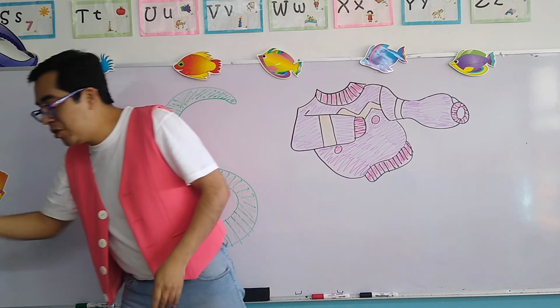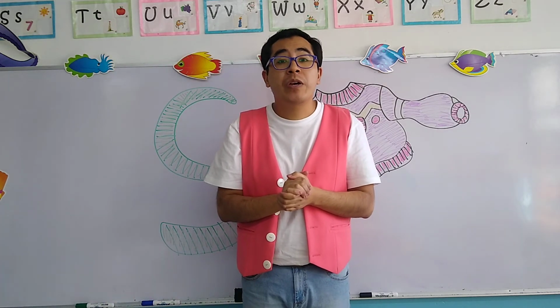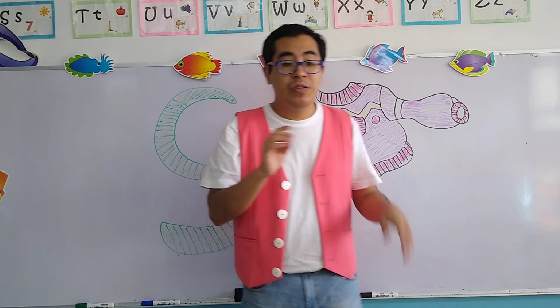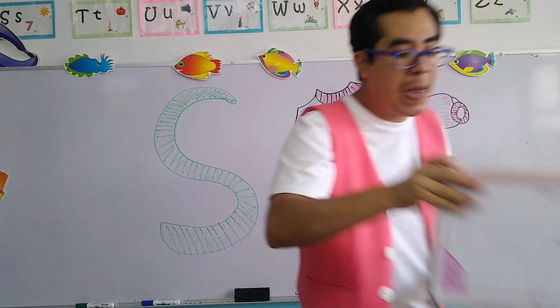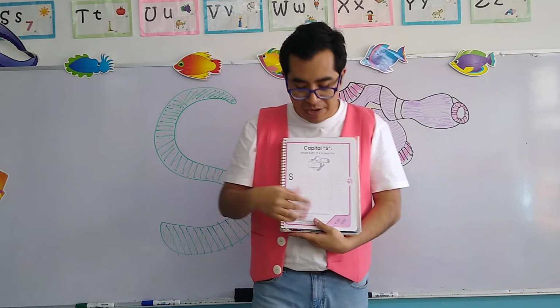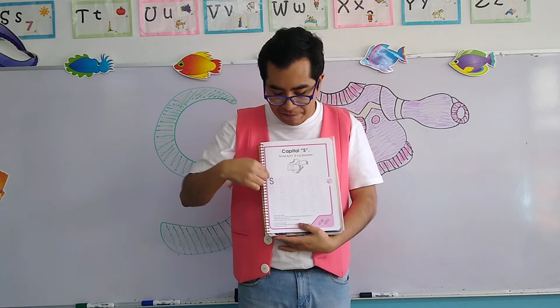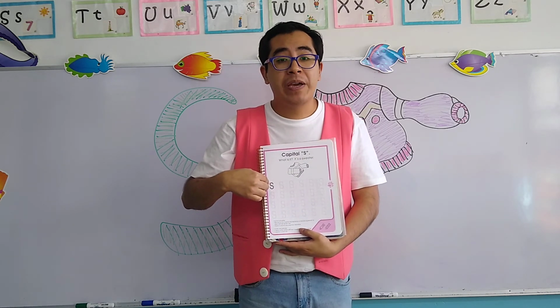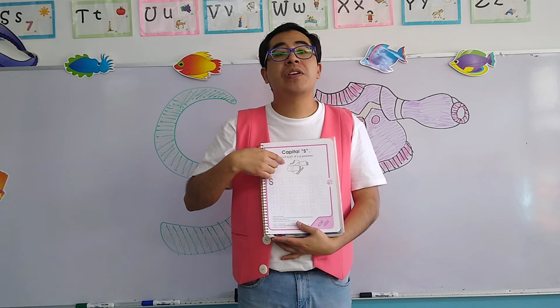That's it for today, my children. Now, before we go, I'm going to tell you what is the activity of today. The activity of today appears right here on your teddy book, and as you can see, we have the capital S and we have the new object, which is the sweater.